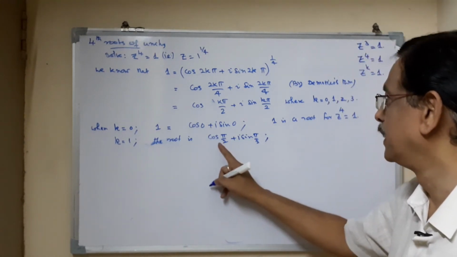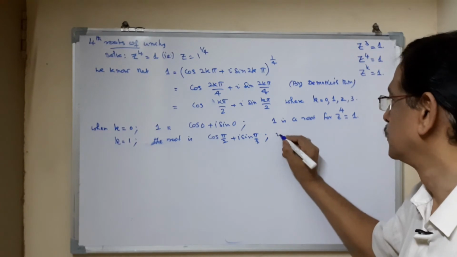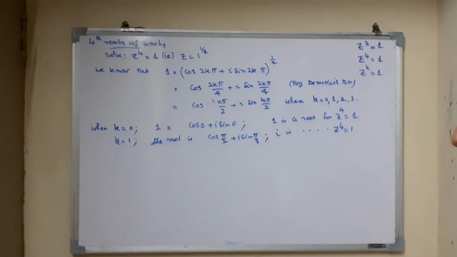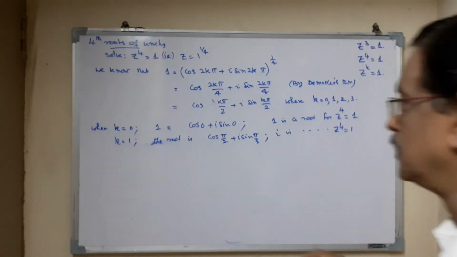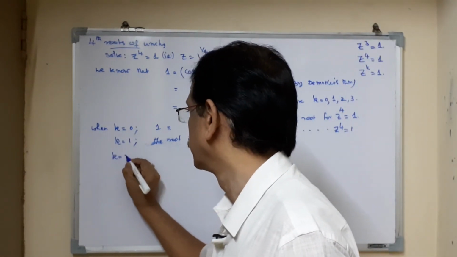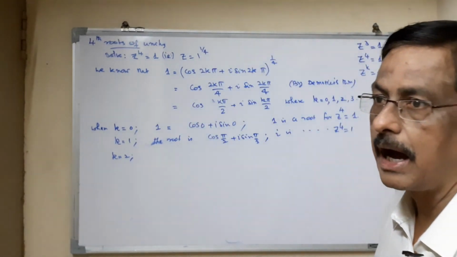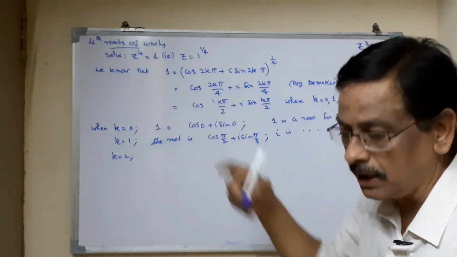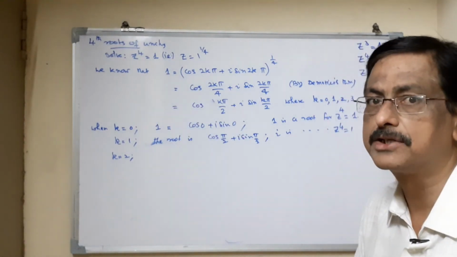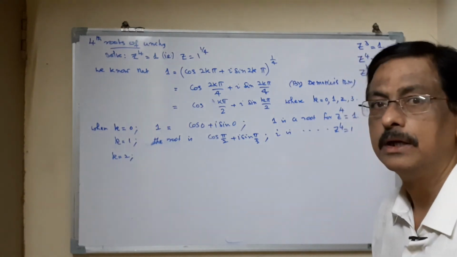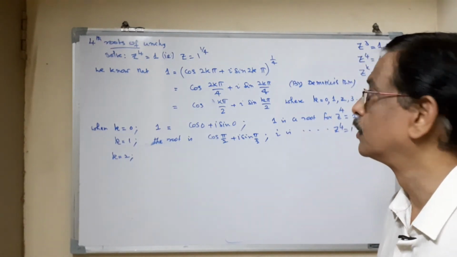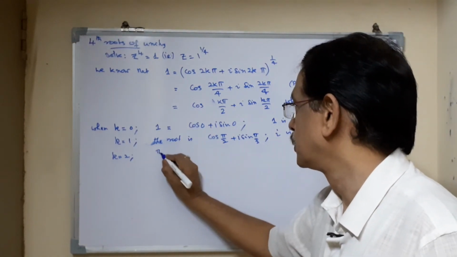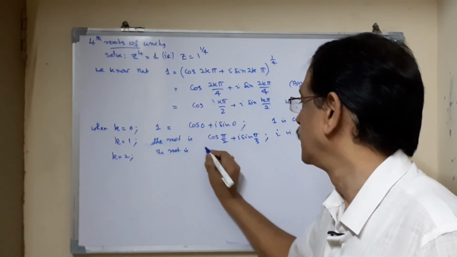See, cos pi by 2 is 0, sin pi by 2 is 1. So i is a root for z power 4 equal to 1. Now, what happens when k equal to 2? In the previous argument, we have seen that there are k distinct values for z power k equal to 1. So now I am using that. The root is for k equal to 2.